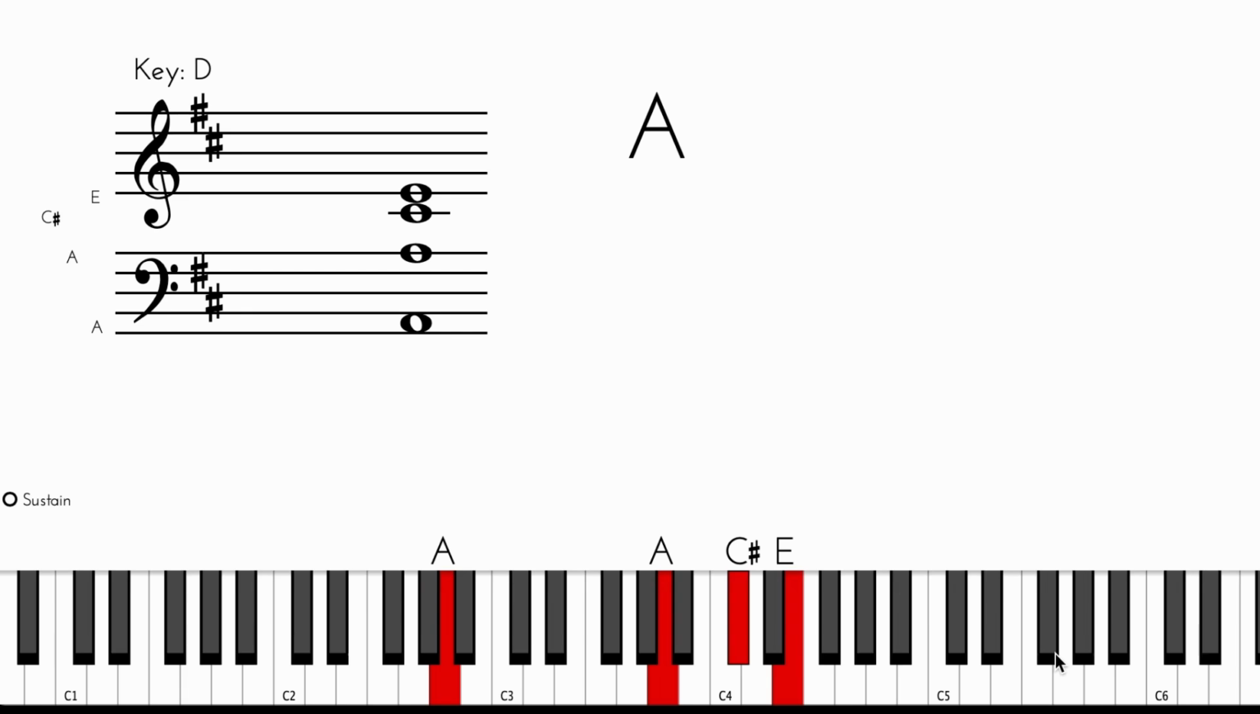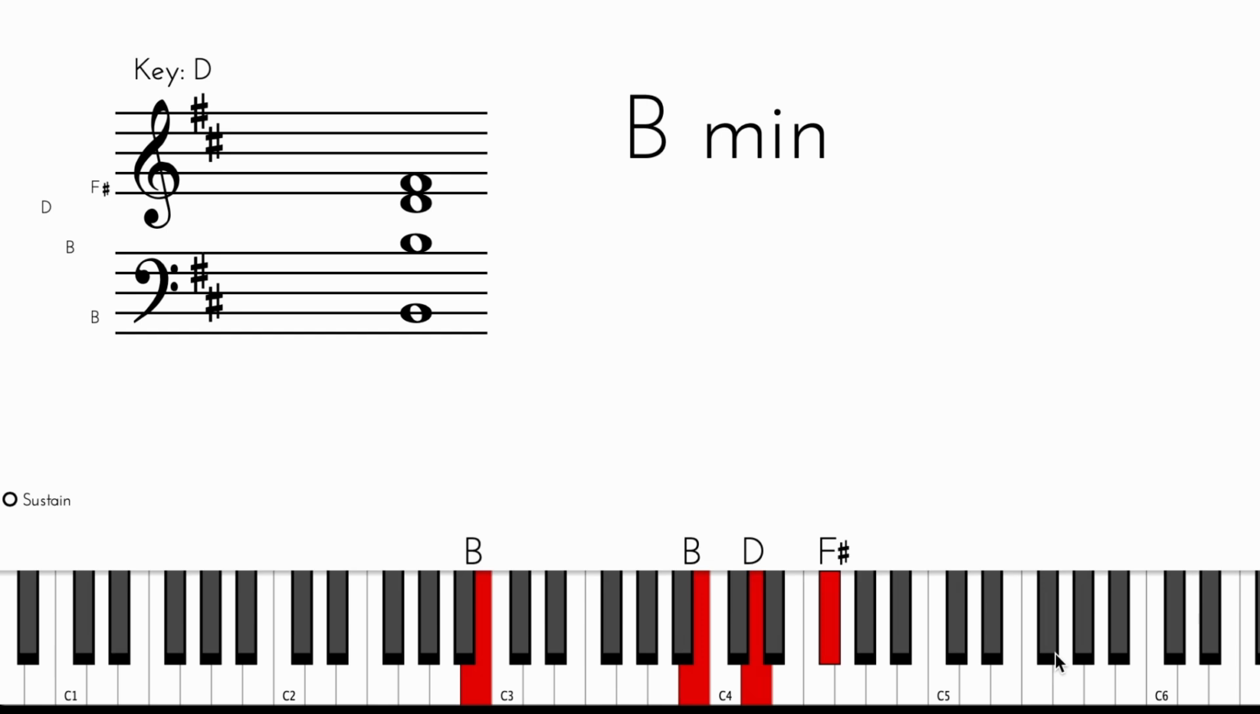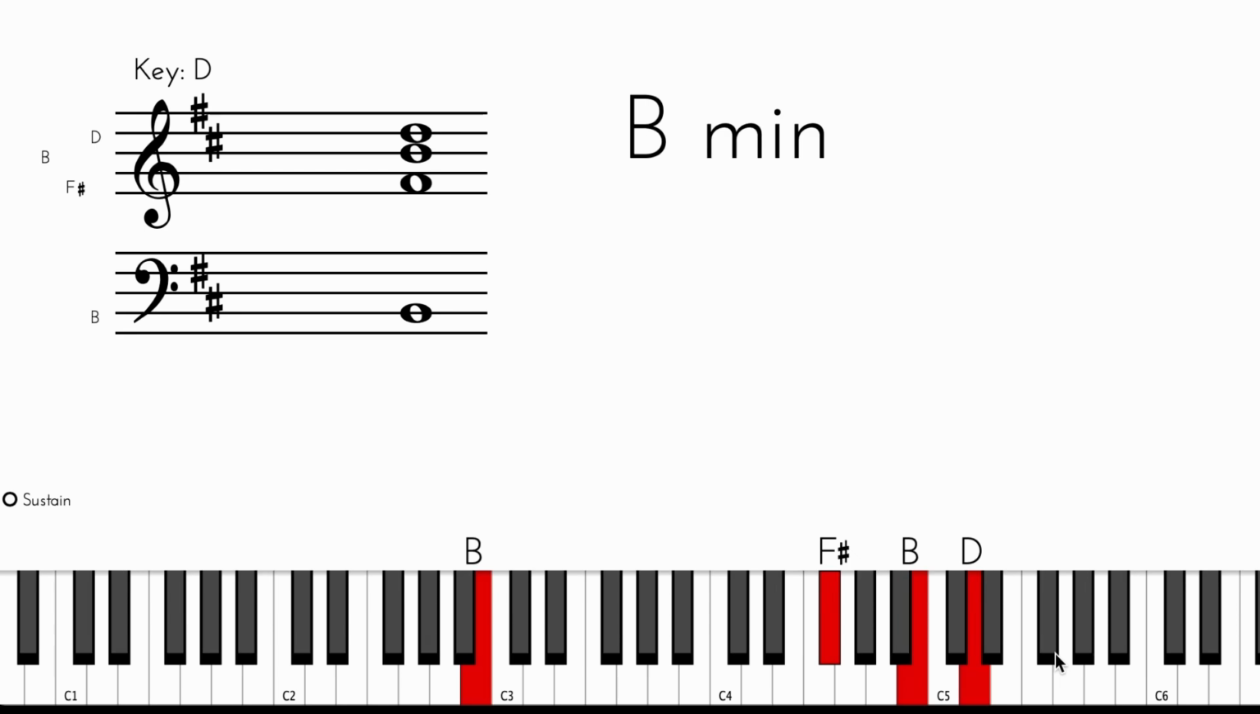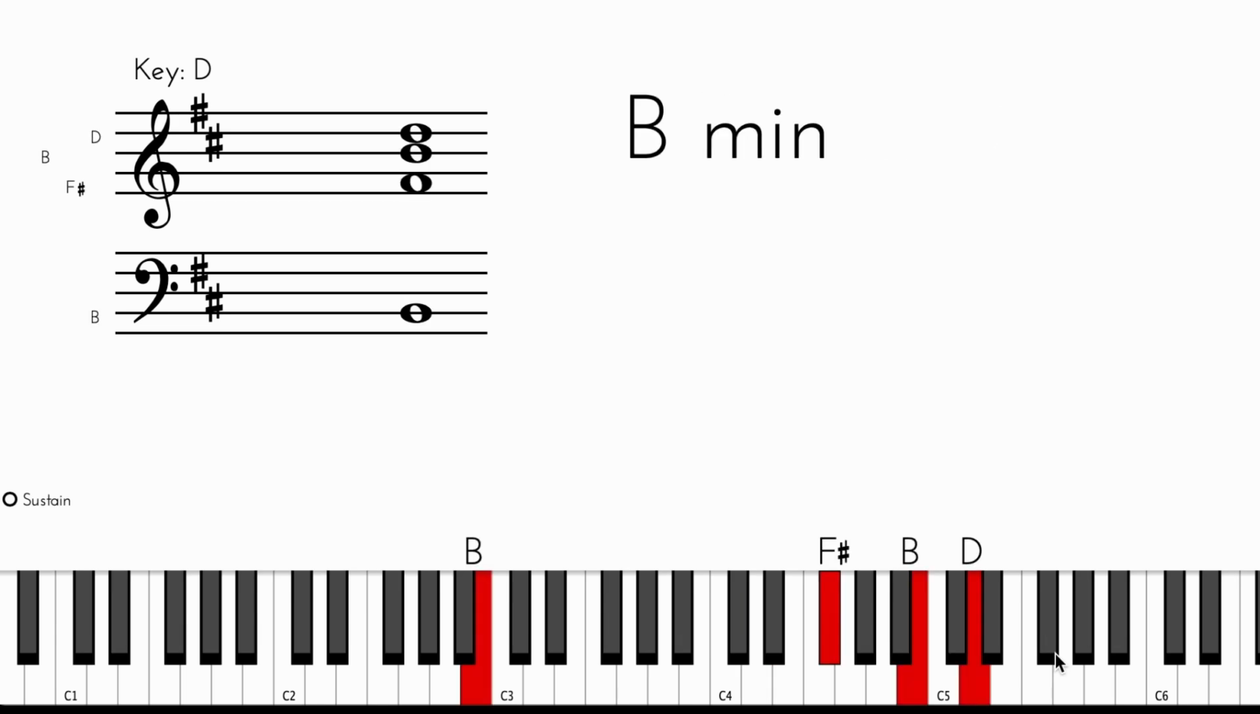Root chord, we're on 5. Root chord of 5. First inversion. Second inversion. Okay, moving on, we're going to 6. Root chord. Second inversion. This is your second inversion. This is your first inversion. This is your second inversion.